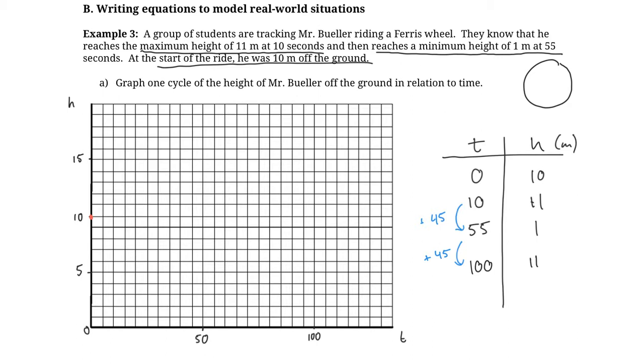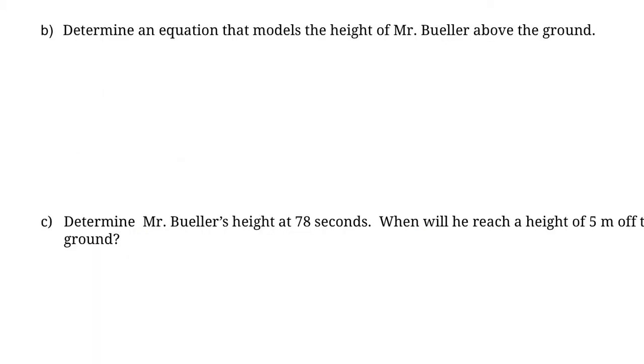In 10 seconds and 11 meters, he reaches the maximum. In 55 seconds, that'd be halfway here, he reaches the minimum of 1 meter, and then at 100 seconds, he's back up at our maximum of 11 meters. So this will be a little more than one cycle of the height of Mr. Bueller. So we made a table of values and drew a graph, and now we need to determine an equation that models the height of Mr. Bueller above the ground. So I want you to do this one on your own, or at least start it. Pause the video and find the values of A, K, C, and D so we can put that back into our equation. And when you're ready, come back to the video.